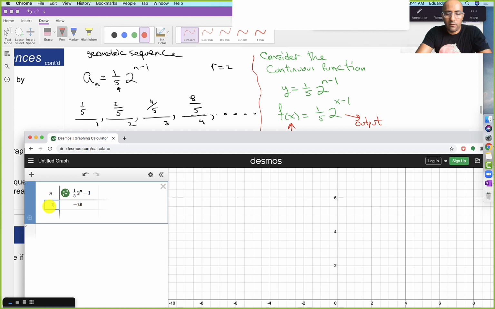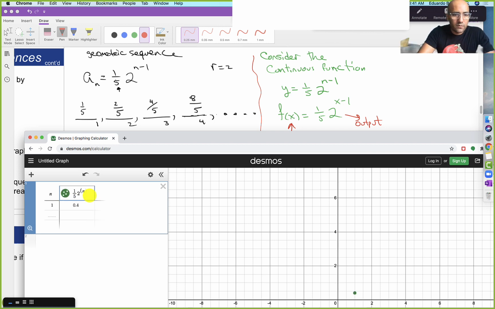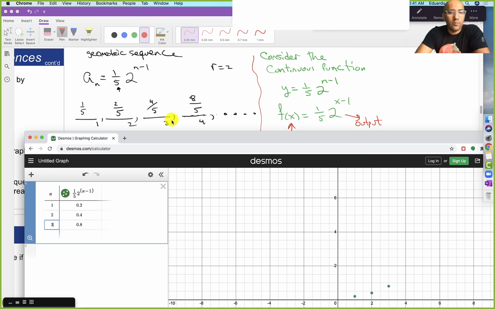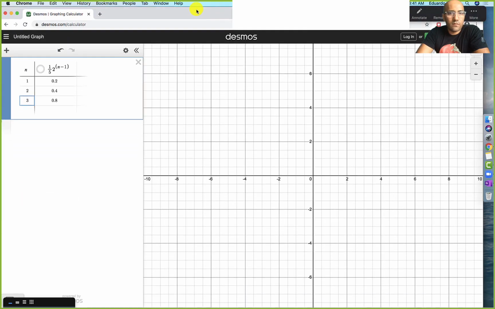Okay. So the first one on my list, oops, n minus 1 is up in the exponent. Get in there. Minus 1. There we go. Okay, so 1 leads to 0.2, and then 2 is going to lead to 0.4. That's what this is. And then 3 is going to lead to 0.8. That's what this is. Okay, and so on and so forth. All right, so let's put that over here. Now let's graph the function version of this.